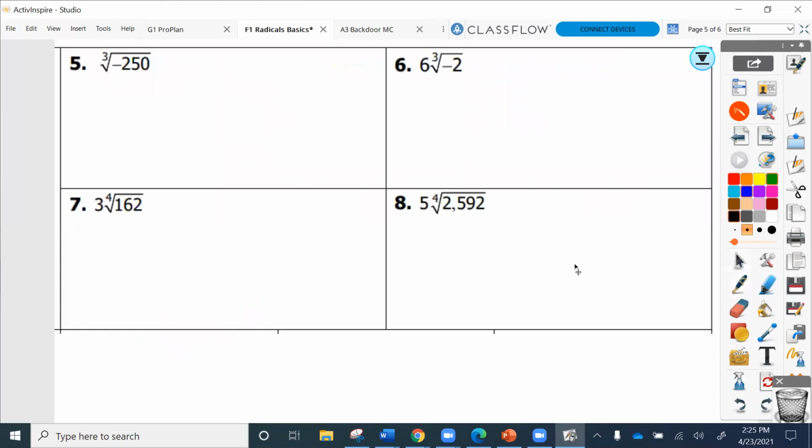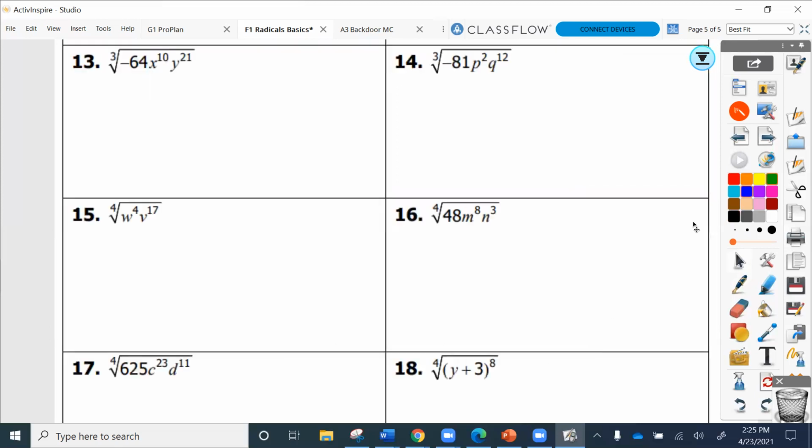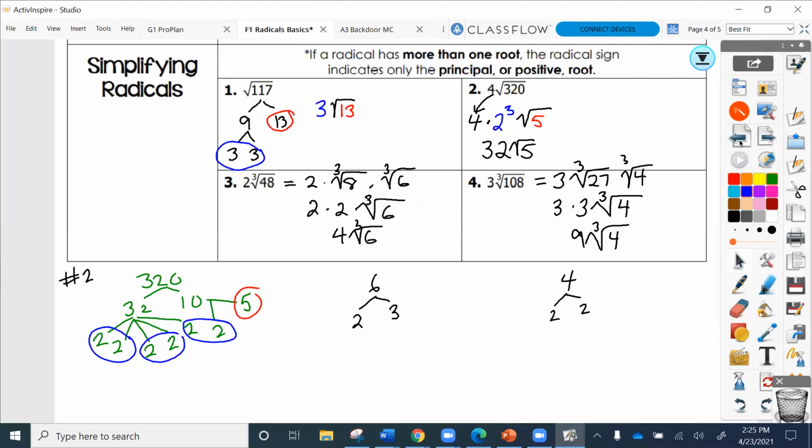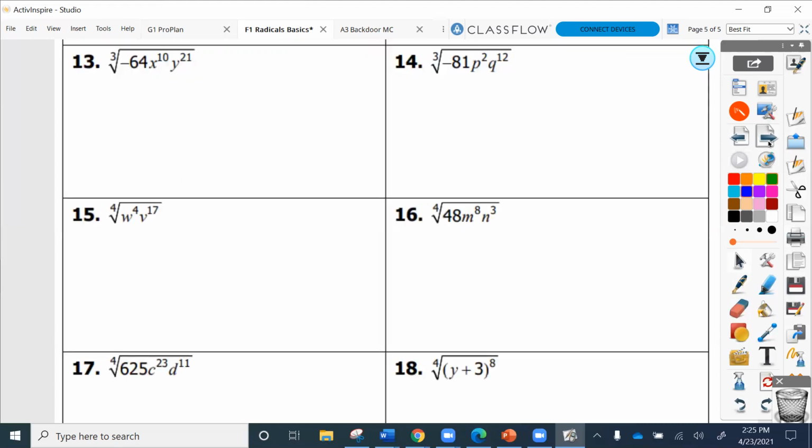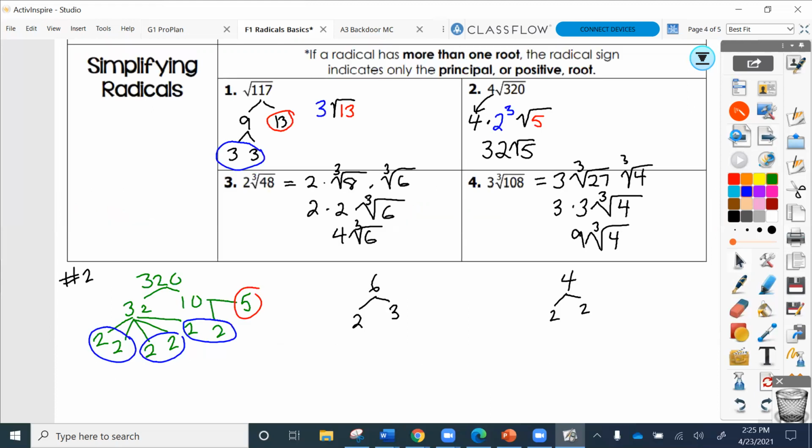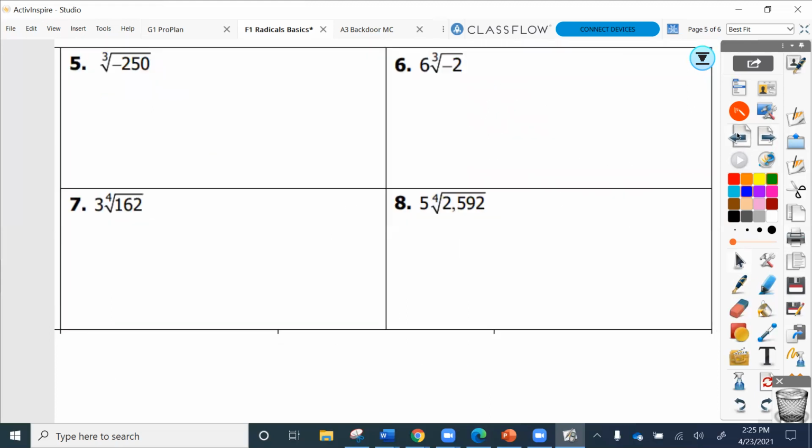All right, I'm going to delete this section. Actually, maybe I don't want to delete that section. Well, actually, we've already done that. We can delete that.